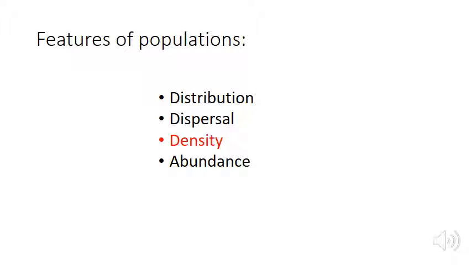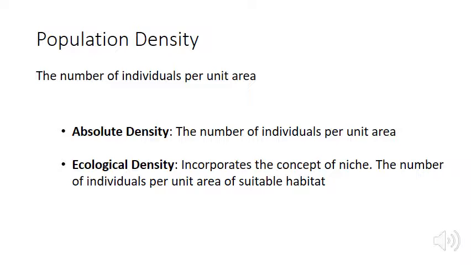The next feature of populations I want to talk about is population density. Population density is simply the number of individuals per unit area. But there are two slightly different ways that we hear ecologists describing population density. The first is absolute density, which is just the number of individuals per unit area. And the second is ecological density. Ecological density incorporates the idea of the niche of the organism that we're studying. So it's the number of individuals per unit area of suitable habitat.